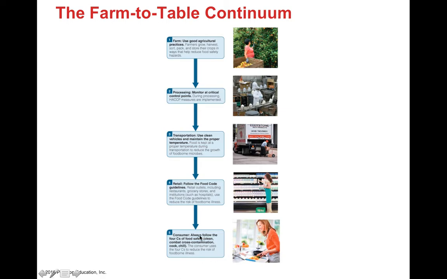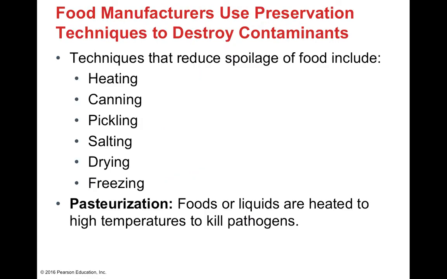And last but not least, the consumer has to do their part, whereby they follow the 4 C's of food safety, namely making sure everything is clean before starting, keeping cross-contamination at a minimum, cooking everything to the right temperature, and chilling it properly for food storage.